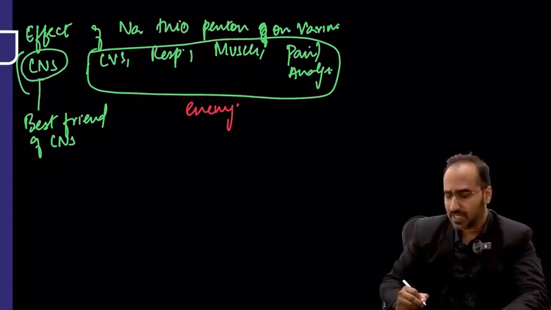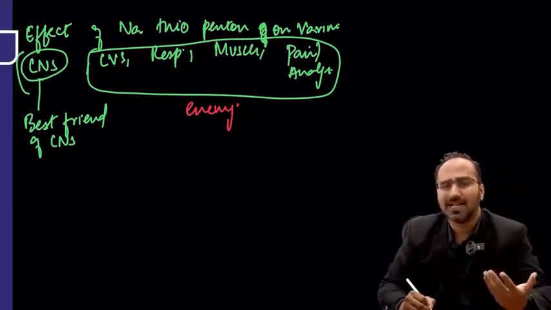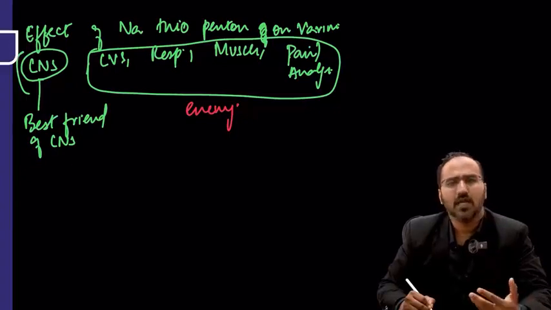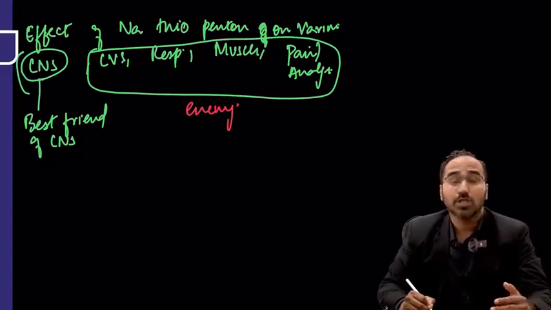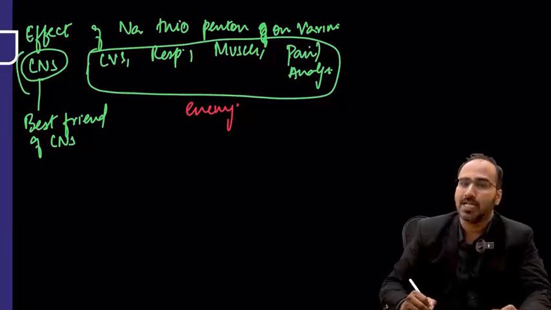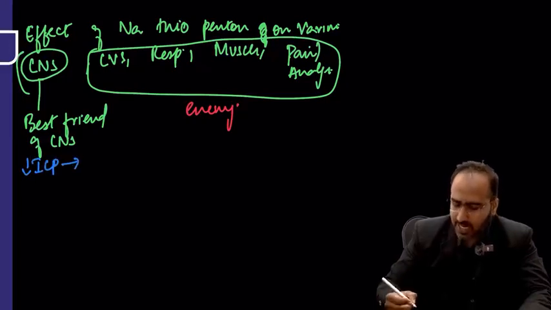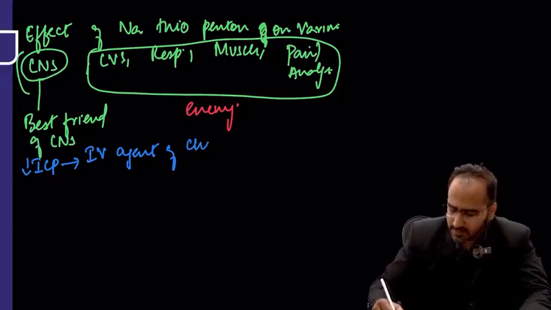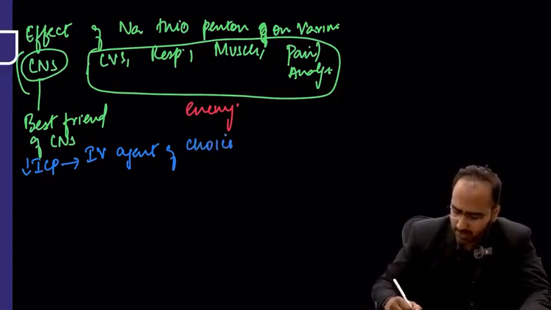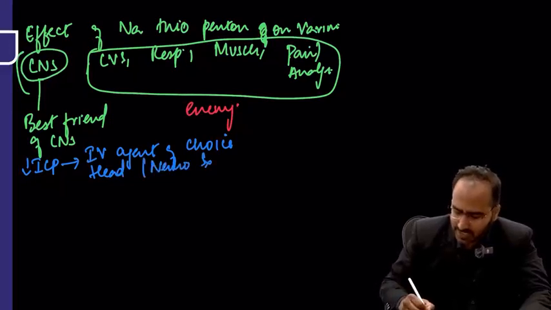As it is the best friend of CNS, what will it do? Best friend of CNS means, will it cause damage to the CNS or will it be CNS protective? It will be CNS protective. Best friend will cause damage or it will be protective? Protective. So sodium thiopentone is CNS protective. How? Sodium thiopentone decreases the intracranial pressure. Hence it is used as the IV induction agent of choice for head injury and neurosurgery.